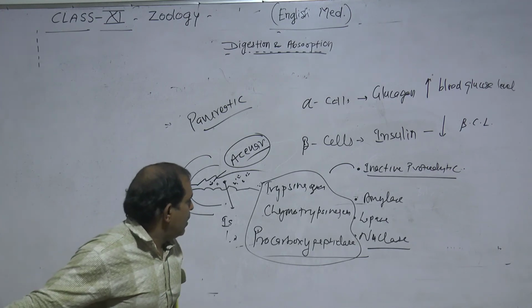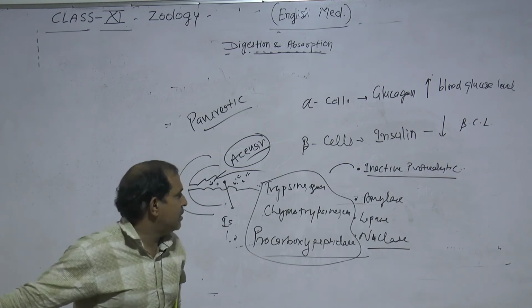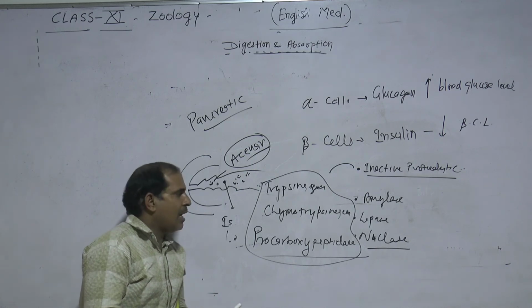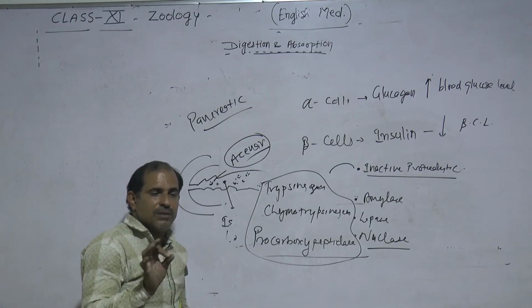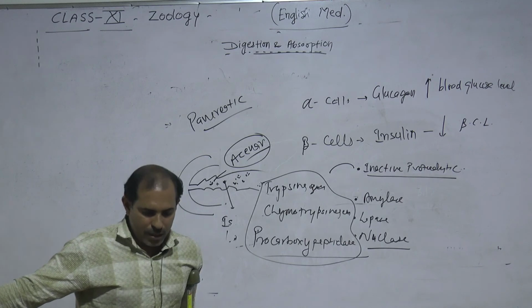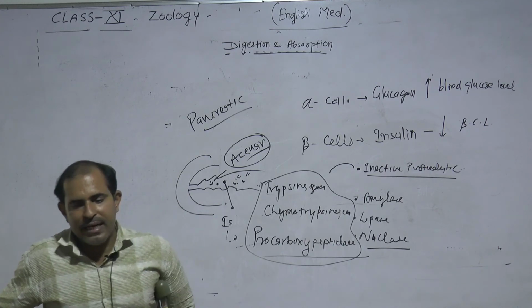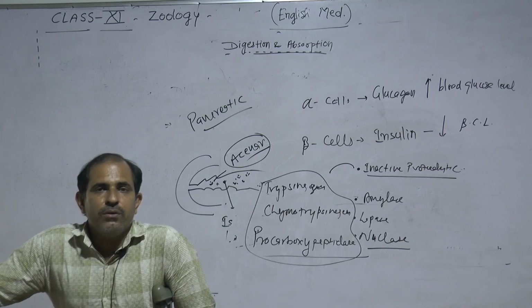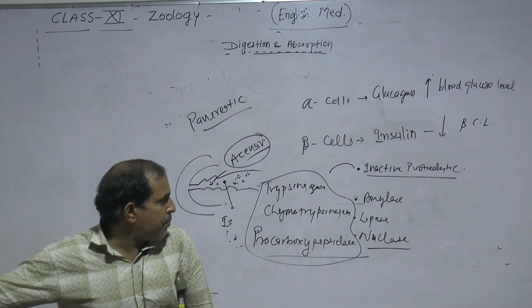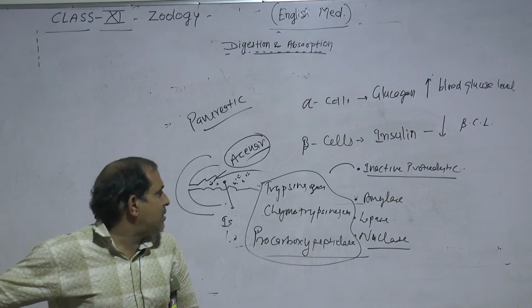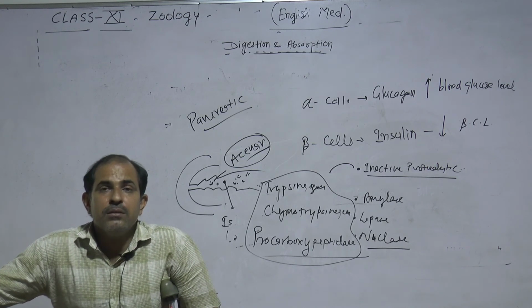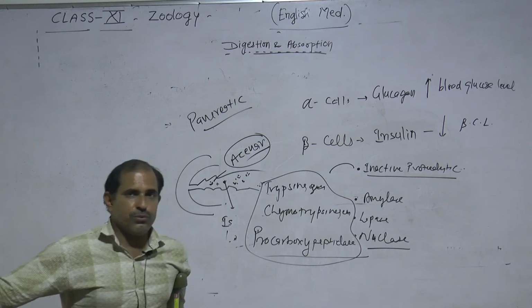And the inactive proteolytic enzymes such as trypsinogen, chymotrypsinogen, and procarboxypeptidase are activated by an enzyme which is secreted by the wall of intestine called enterokinase. This enterokinase enzyme activates the inactive proteolytic enzymes present in pancreatic juice.